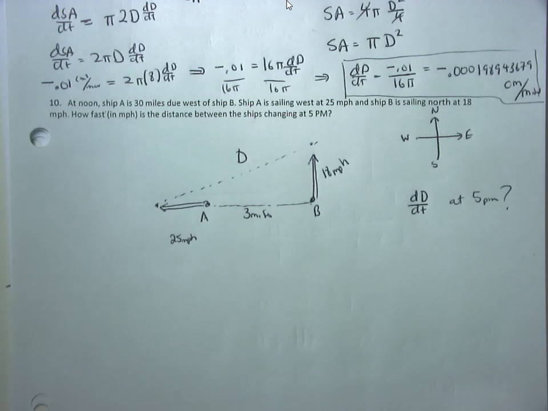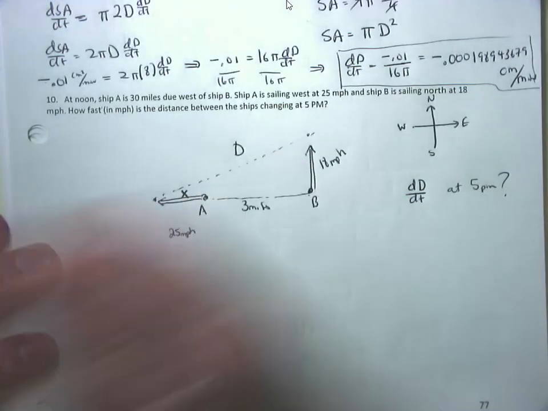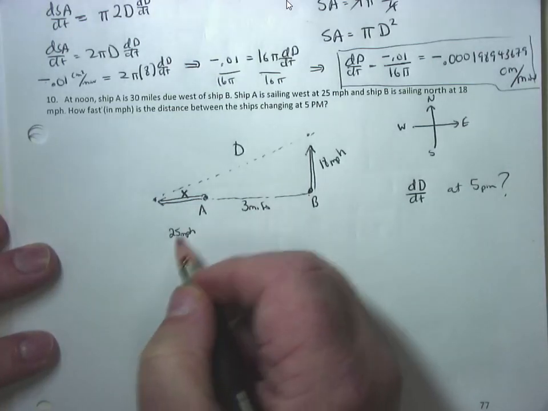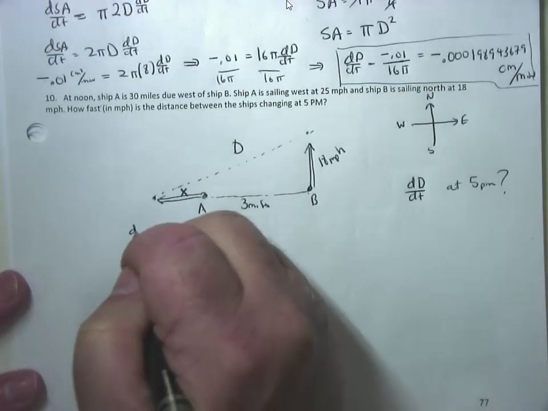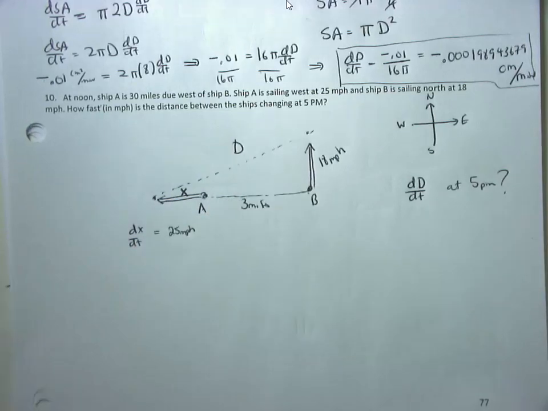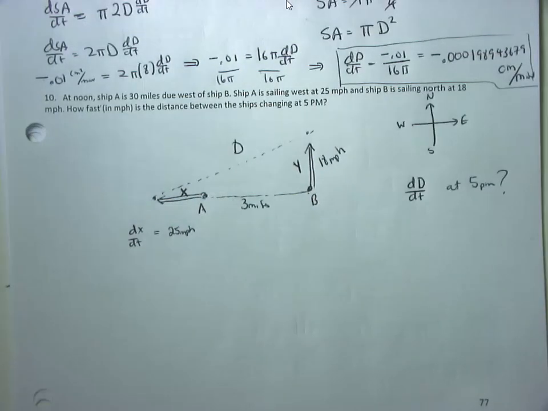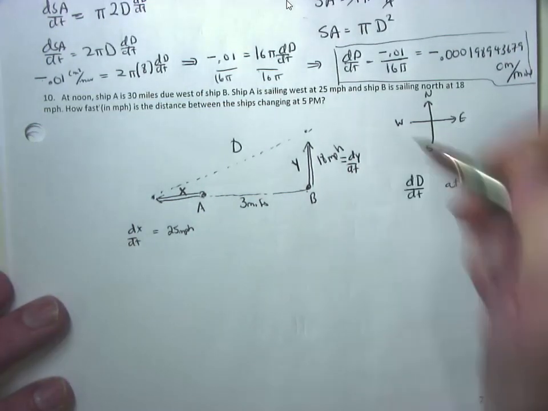Step 1, read the problem, draw a picture, and label it. Well, I'm going to call X the distance that Ship A actually moved. We know Ship A is moving at 25 miles per hour, so the distance it covered I'm going to call X, which means that 25 miles per hour is actually dX/dt. I'm going to say Y is the distance that Ship B actually covers, which means since it's moving at 18 miles per hour, the 18 miles per hour is actually dY/dt.